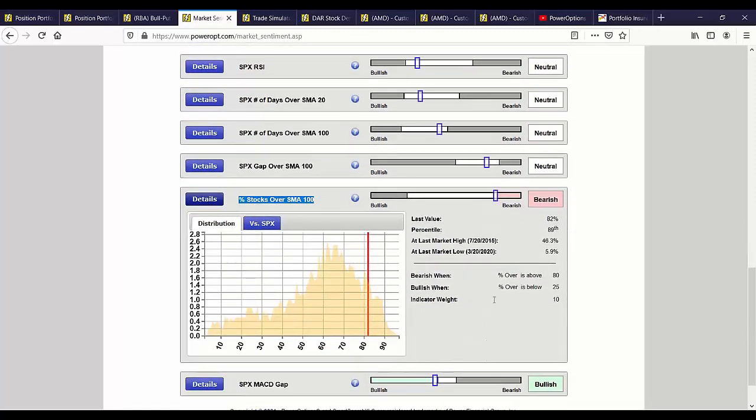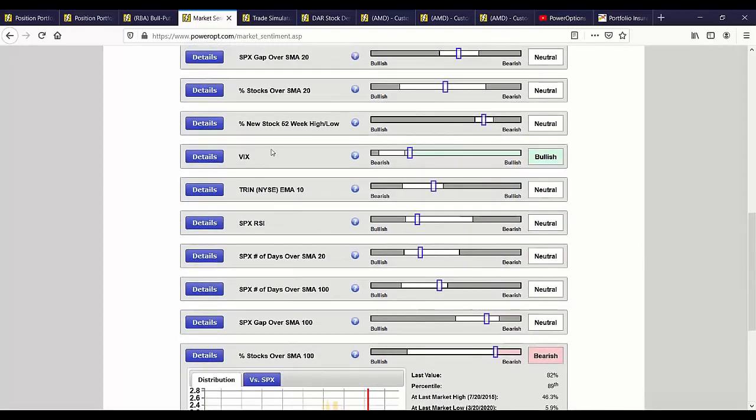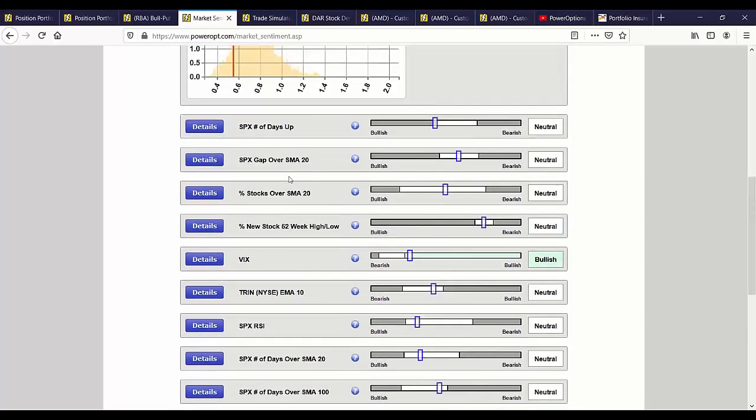It is currently at 82. And here we see that when it's above 80, that's when the percentage of stocks over the 100-day moving average triggers the bearish move for this indicator. Okay, and as we saw, MACD gap is positive, and the VIX went positive today with the movements of the last couple of days.